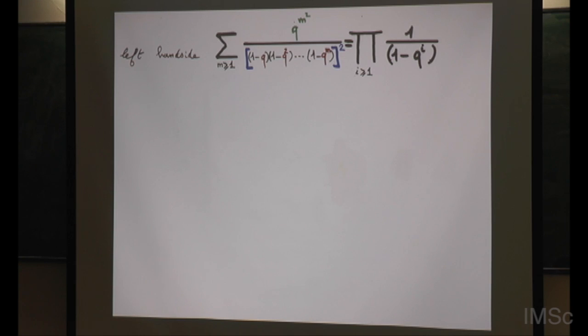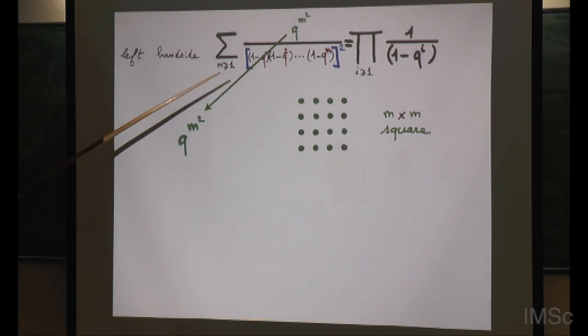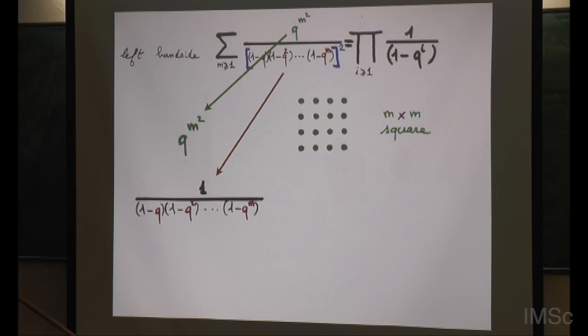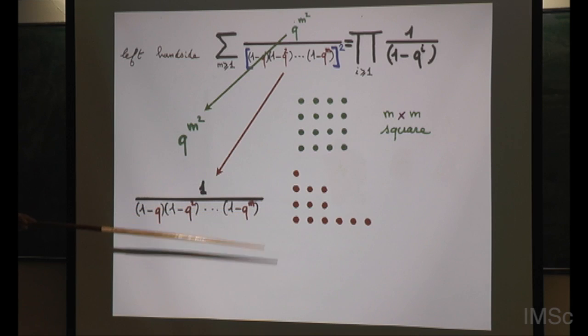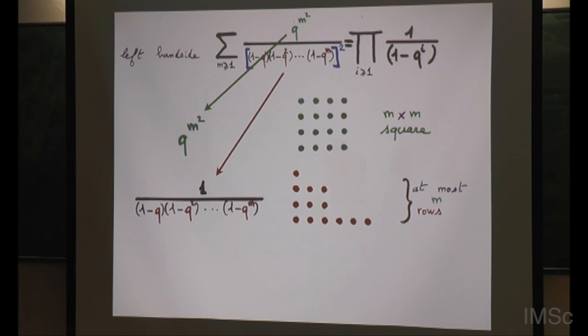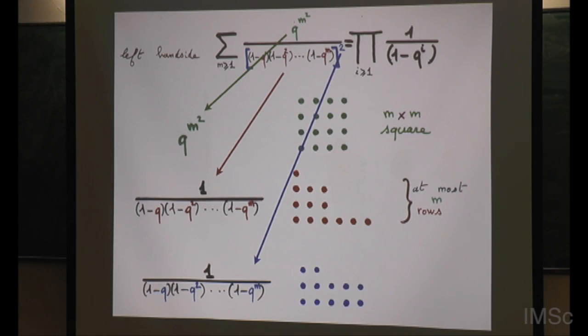Now the left-hand side. There are three terms: a green, a red, and a blue term. q power m squared is a square, m by m. Now the red term, this we have seen, it's a Ferrer diagram with at most m rows. And I take the square. So again, another Ferrer diagram in blue with at most m rows.